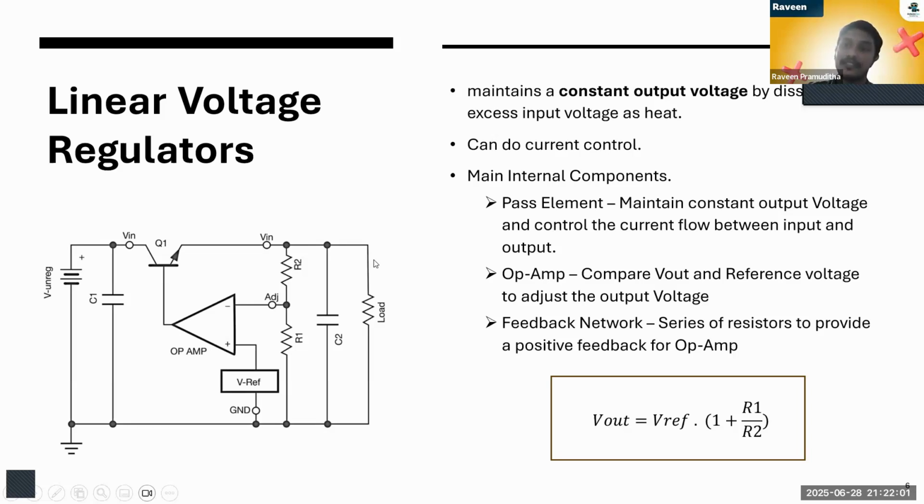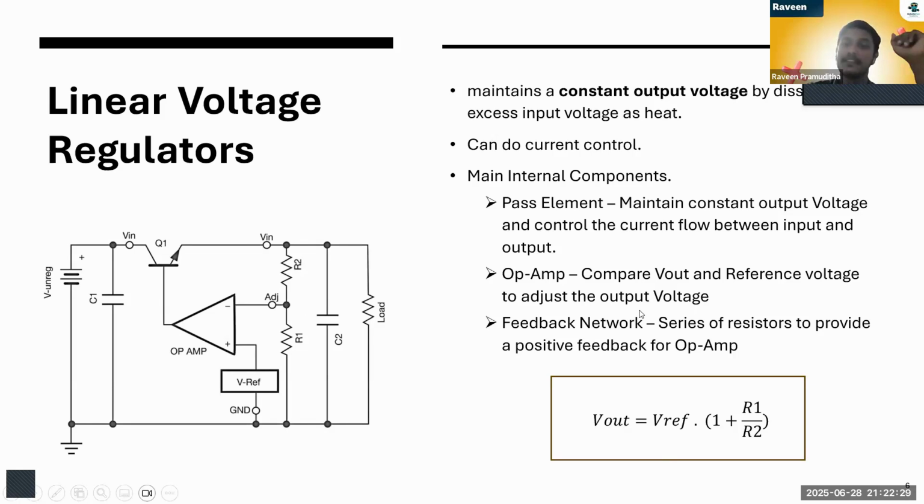So as the example, in the data sheets they provide the minimal output current that should go through these voltage regulators. So according to that, we can calculate the R1 and R2 values using this equation.